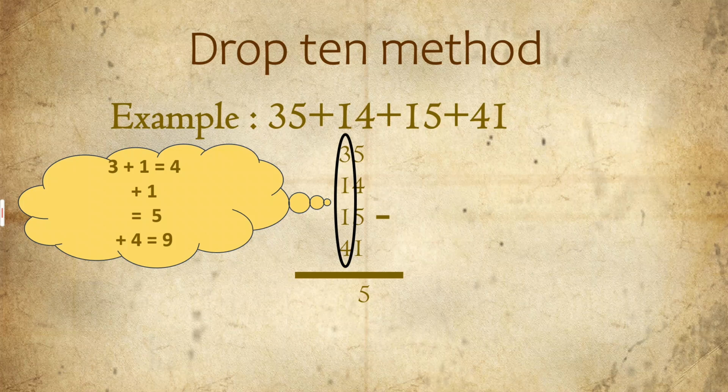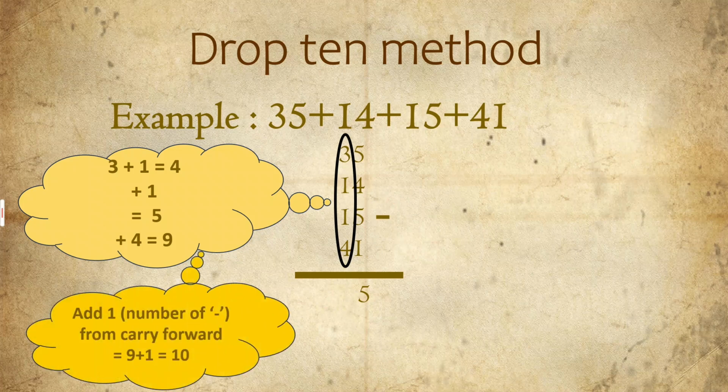But stop. We don't write down 9. Writing down 9 over here would be wrong because we have a carry forward over here. To justify that carry forward, we are going to add 1 to the sum that we have got. The sum over here is 9. Adding 1 to 9, we are going to get 10.